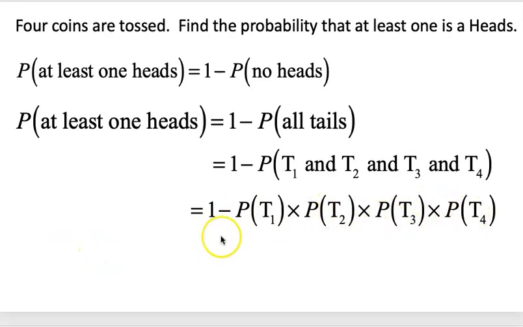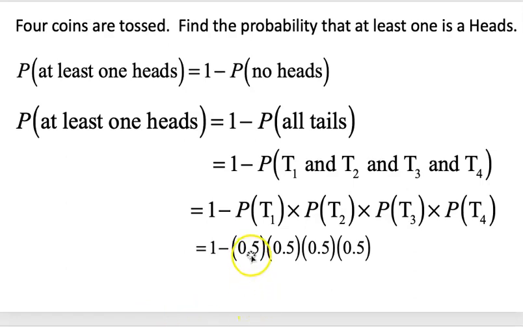Every time I flip a coin, there are two possibilities, heads or tails. Tail shows up one time in two, a half. So 1 minus a half, a half, a half, a half, that's a 16th. So we get 1 minus 0.0625. So if I flip a coin 4 times, the probability of at least one heads is 0.9375.